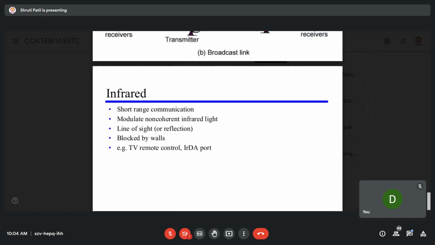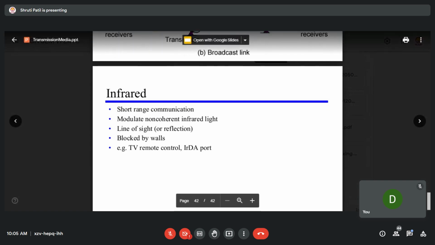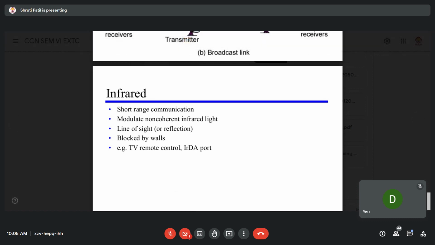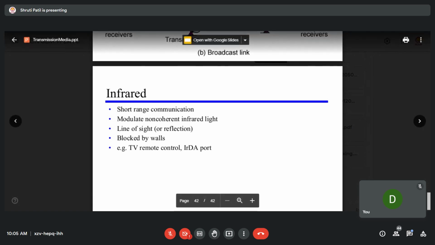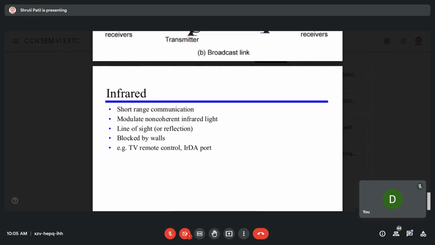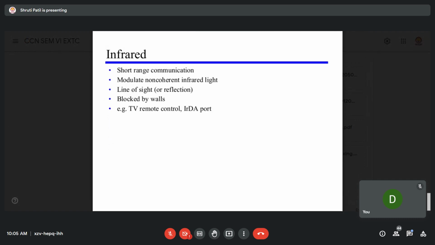So if there is any obstacle between that transmitter and receiver, you know that your remote won't work. So line of sight communication is required. The transmitter and receiver have to be aligned. They are blocked by walls or obstacles and cannot pass through that obstacle. So infrared is a short range communication. You know the range of the TV remote. So very short range communication.